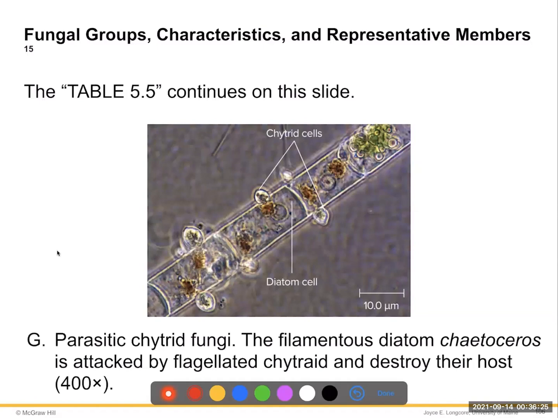Okay. Parasitic chytrid fungi. You see the diatoms. Diatoms are two of the cells fused together. Okay. Attacked by a flagellated chytrid, you can see the flagellum right here. Okay. Flagellated chytrids destroy their host cells. So these invade the host, they start to separate and destroy it, but that's how they reproduce, using host material.